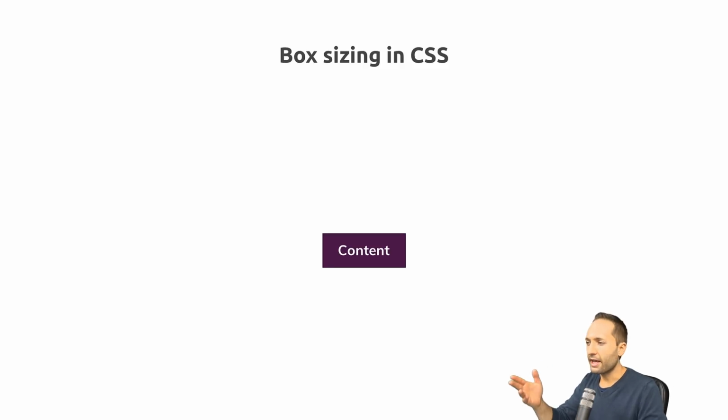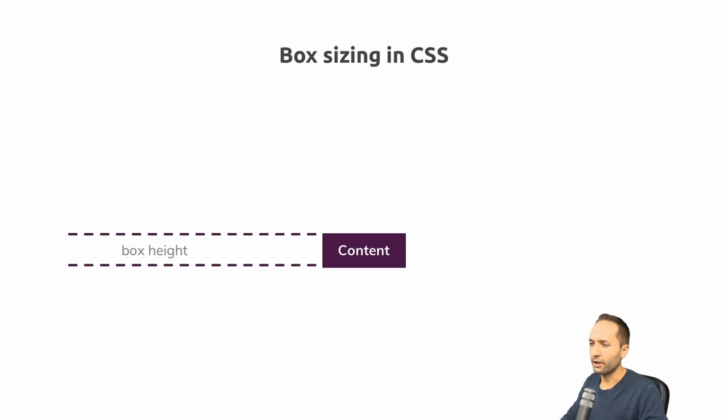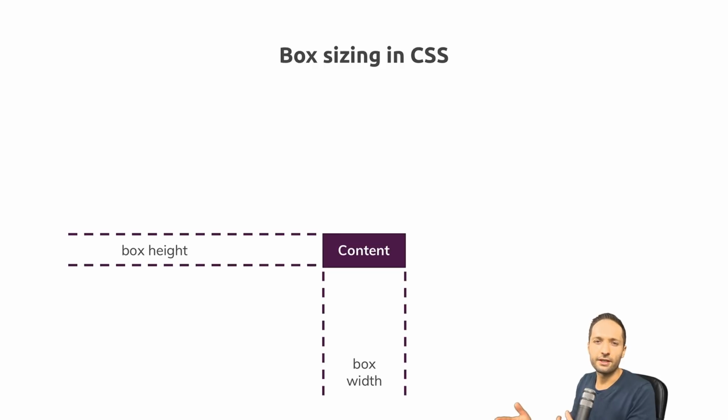And the box model has a content. And for this content, we can define right here the box height. And this content also has a width, and therefore we can define the box width. Now, the interesting thing is that whenever we specify a width, for example, let's say 100 pixels, these 100 pixels refer to the content.